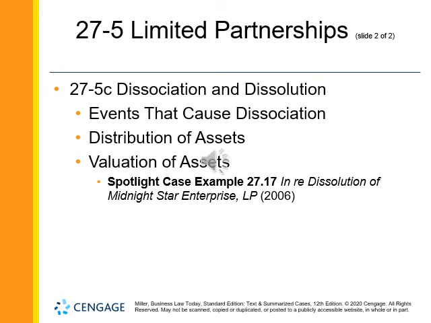Finally, we're going to talk about dissociation and dissolution of limited partnerships. A general partner has the power, because they have all of the management power, to voluntarily dissociate or withdraw from a limited partnership, unless the partnership agreement specifies otherwise. A limited partner can withdraw from the partnership by giving 6 months' notice, unless the partnership agreement specifies a term, which most do. An LP can also be dissolved by court decree.